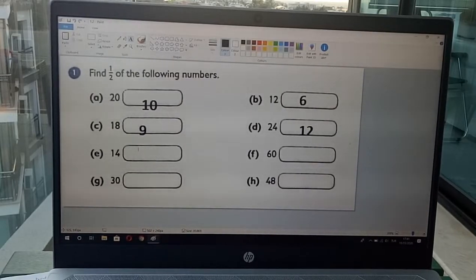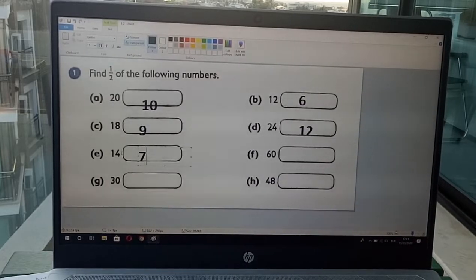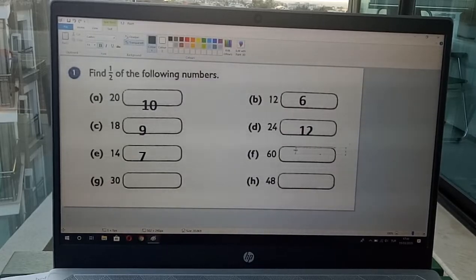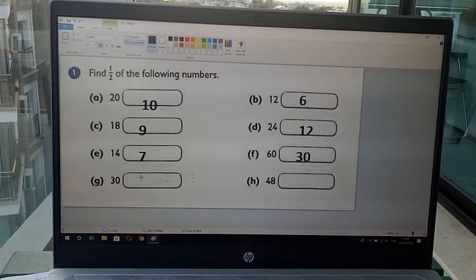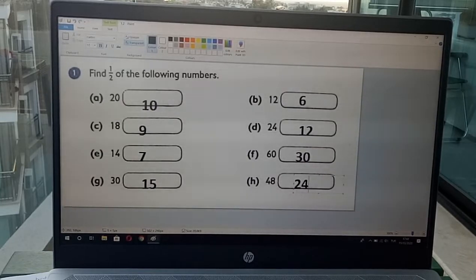Letter E, 14 divided by 2, you should have an answer of 7. Letter F, 60 divided by 2, you should have an answer of 30. Letter G, 30 divided by 2, you should have an answer of 15. Now letter H, 48 divided by 2, you should have an answer of 24. So these are the answers for the 1/2 quantities. I'll give you a few seconds to check, or you can pause the video and check your work, and then we'll move on to the next quantities.